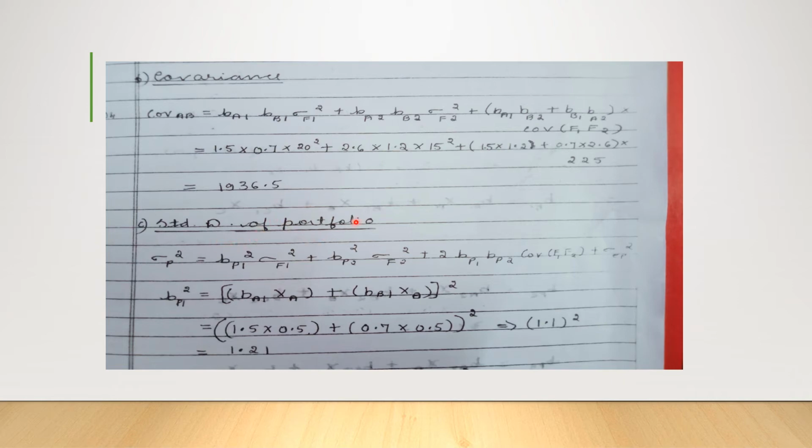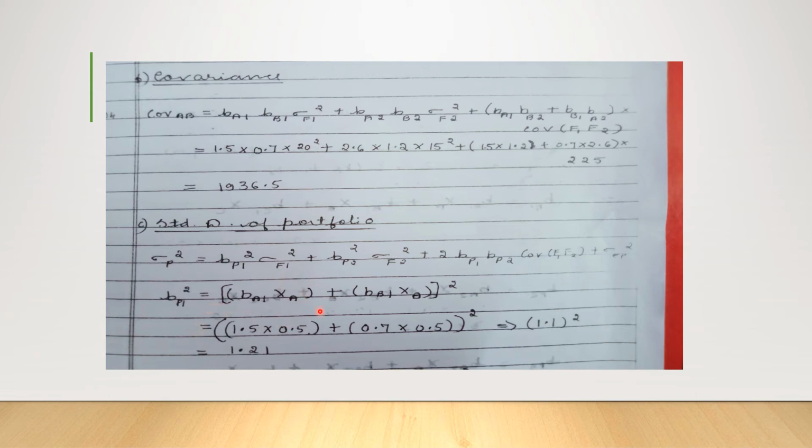Then the standard deviation of the portfolio. Here again you have the formula: BP1 square into standard deviation F1 square, plus BP2 square into standard deviation F2 square, plus 2 BP1 BP2 into covariance of F1 F2, plus standard deviation EP square.